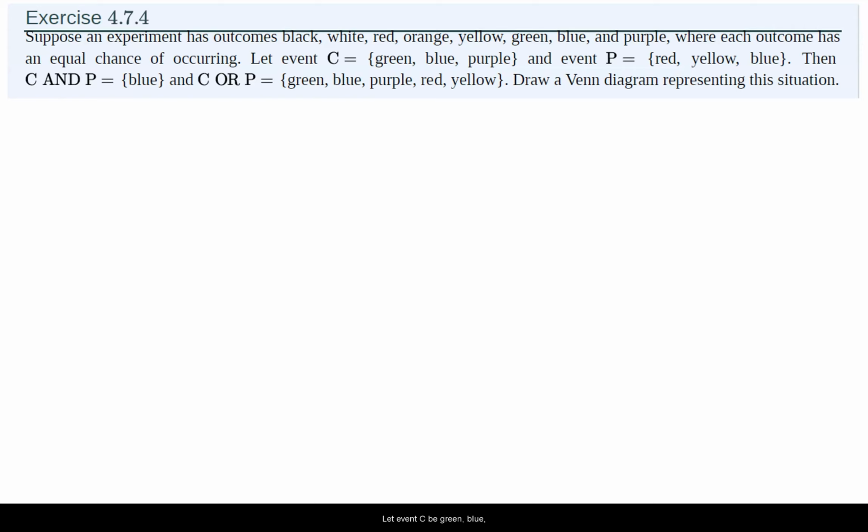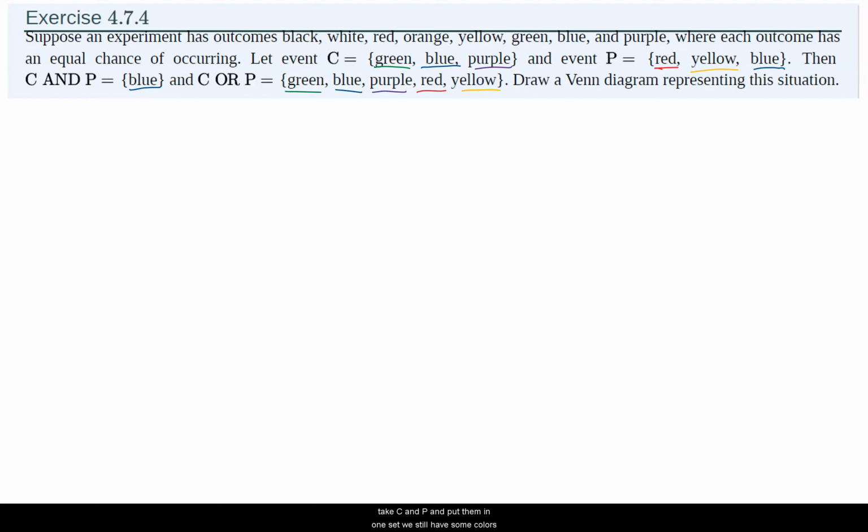Let event C be green, blue, and purple, and event P be red, yellow, blue. C and P is blue. C or P is green, blue, purple, red, yellow. We're going to draw a Venn diagram representing the situation. So first off, super quick, notice that blue is in both, and that's how we get C and P is blue. And for the or, we take C and P and put them in one set.